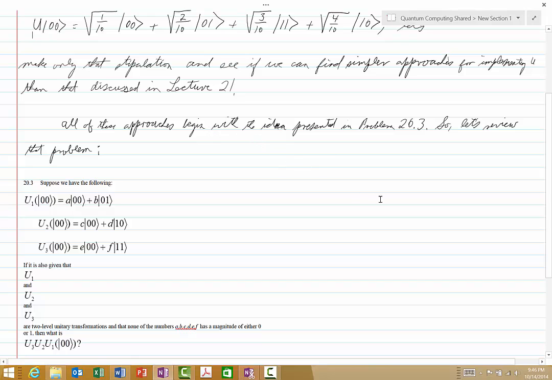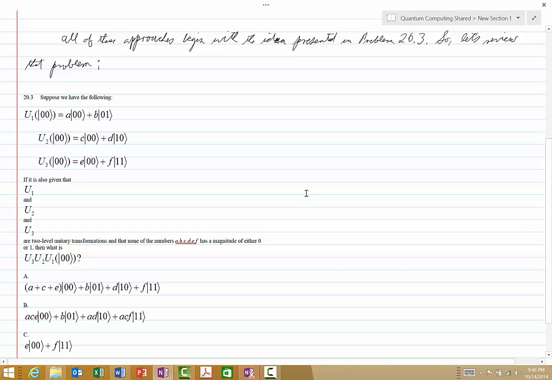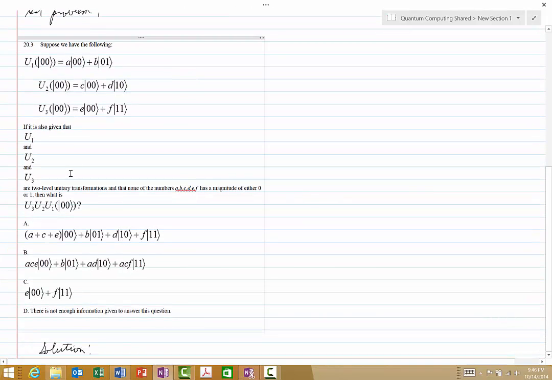Now, for the approaches that I'm about to present, all of these approaches will begin with the idea that was presented to you in problem 20.3. That was the last problem on test 20. And so let's review that problem. It's shown right here. It says, suppose that we have the following.